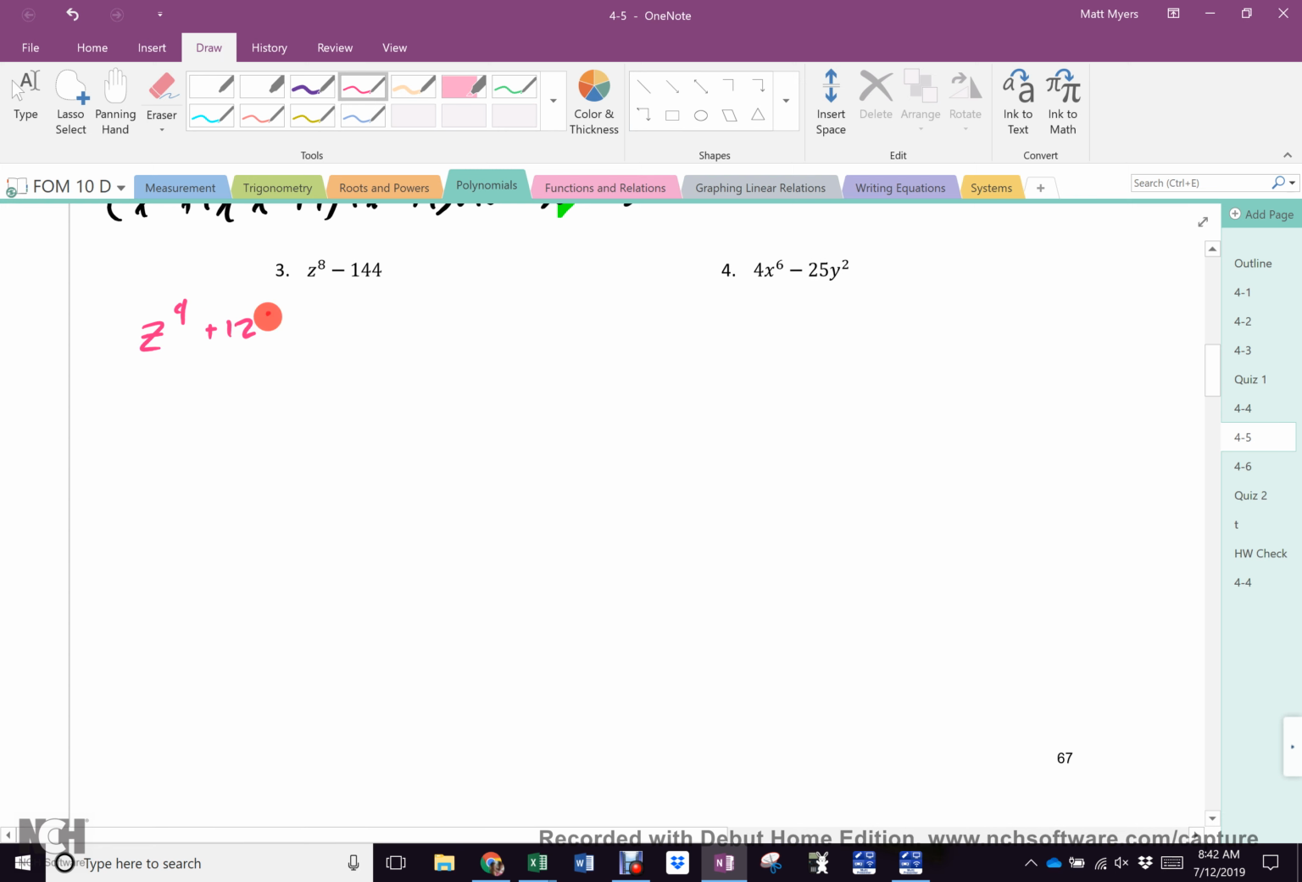Plus 12. And then Z to the 4th minus 12. And surely you all recognize we can continue, can't we? No, we can't. Oh, we can't, Madeline. Why not? 12's not a perfect square. It's almost like you guys have been paying attention. All right, what's wrong with 4?